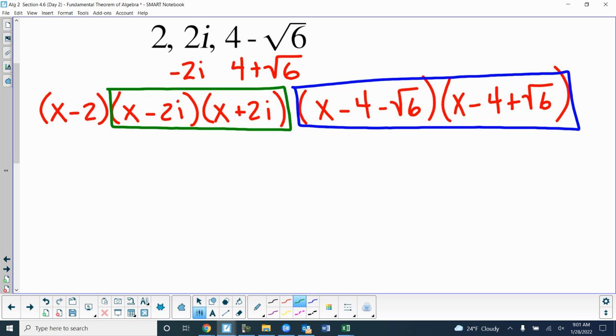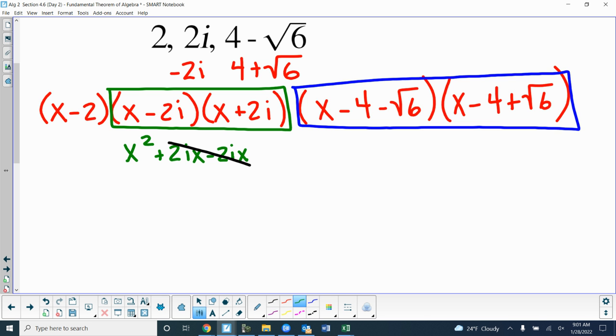So for the green box, I go x times x. We're just spoiling it. X times positive 2i. And I just always do it ix. I do it in alphabetical order. But if you wrote xi, it's not wrong. And then negative 2i times x. And look what happens to those 2. What happens to those middle 2? They're going to go away. They're going to cancel, right? That's always going to happen.